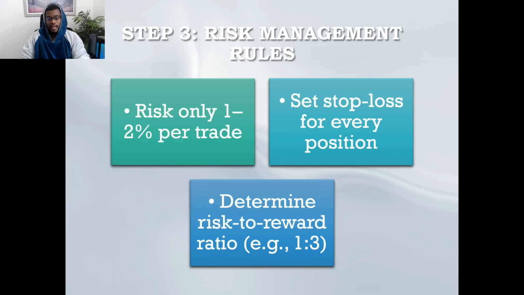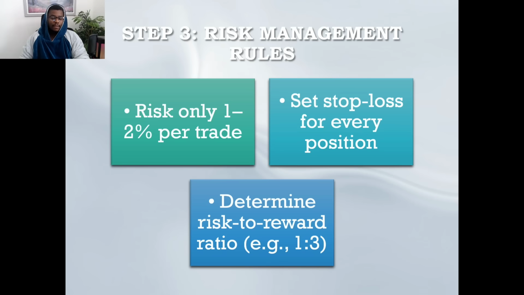And also determine your risk to reward ratio. As a rule for myself personally, I try to at least have a risk to reward ratio of 1 to 2. But I would say the best is to have between 1 to 3 or 1 to 4, because that would give you, even if you don't have a strategy that gives you 80% win rate, even if it is 50% win rate, with a very good risk to reward ratio of 1 to 2, 1 to 3, at the end of the day, you will still be profitable in the market.